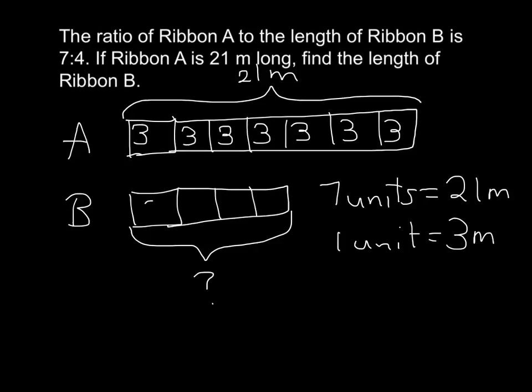And the great thing about ratios is if A is divided into units of 3 meters each, then so is B. And so by this point we recognize that B is actually 4 units. And the 4 units, well, 4 times 3 is 12 meters. 12 meters is our answer.